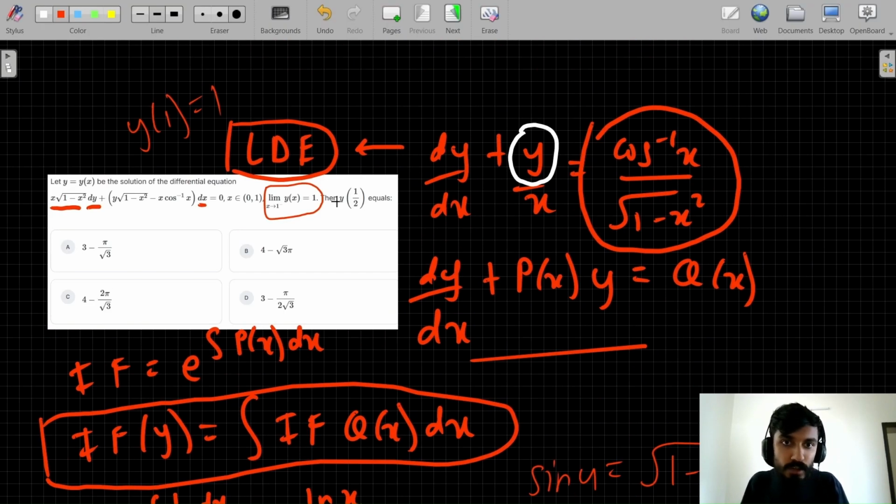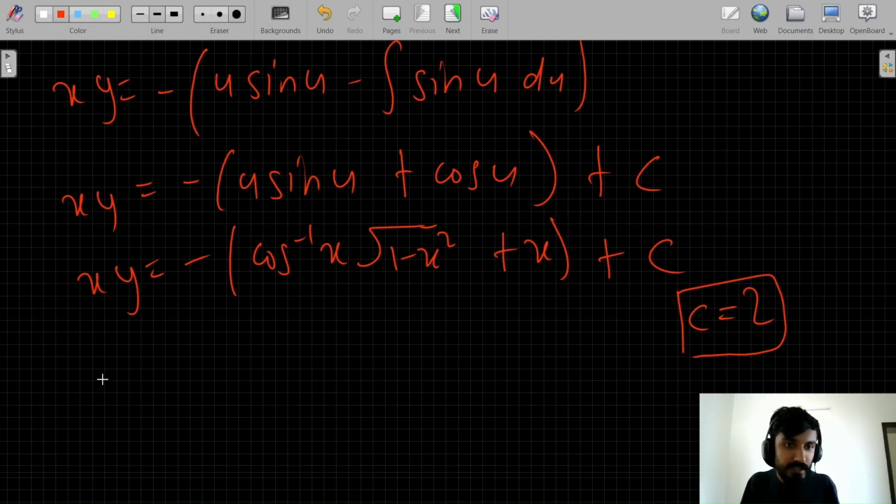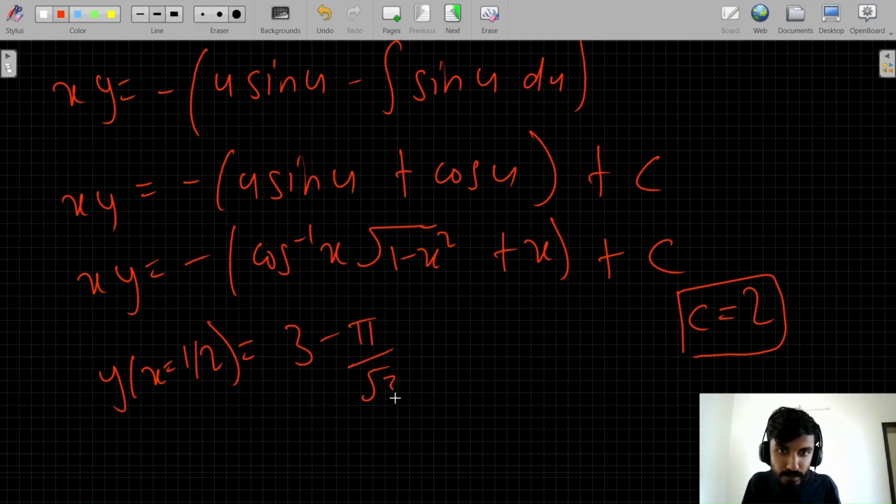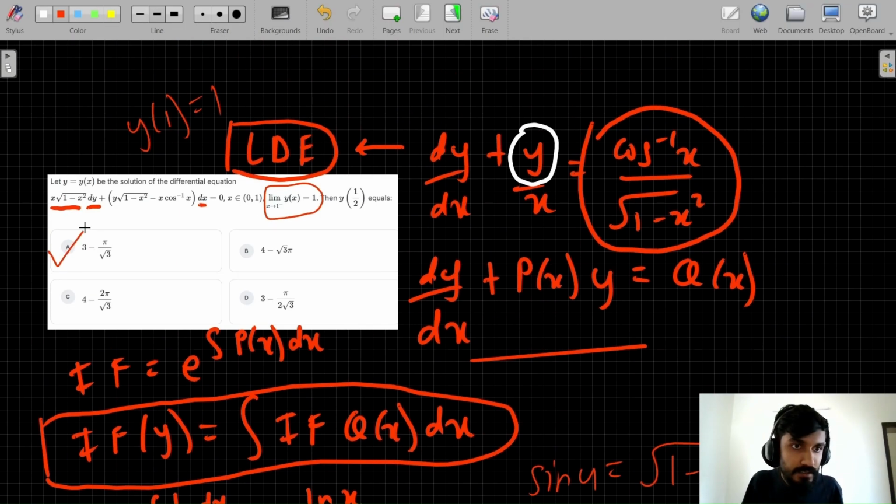Okay, now they want y at x equal 1 by 2. Once again, just substitute x equals 1 by 2, you get 3 minus pi by root 3. Therefore, answer is option A. Okay, it took me 3 minutes 14 seconds to solve this.